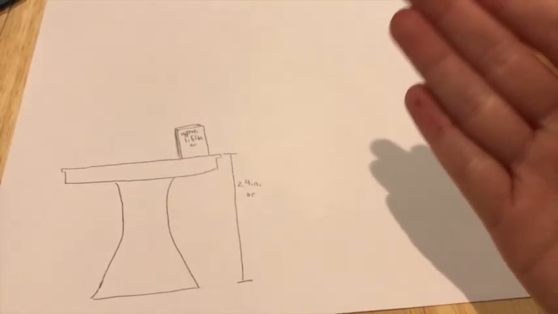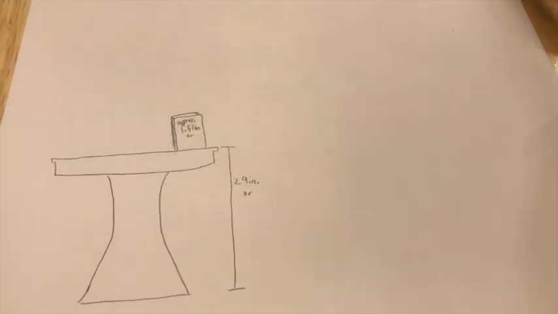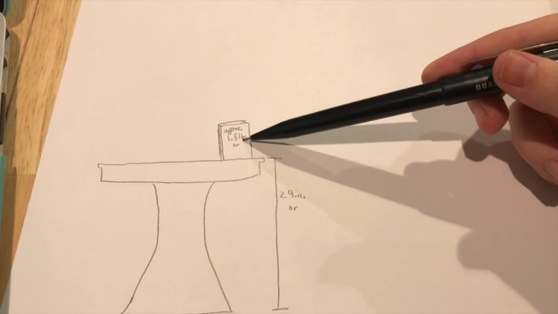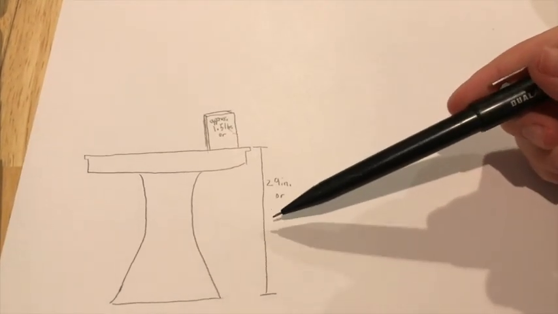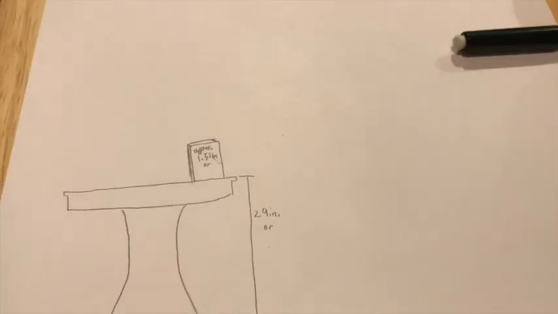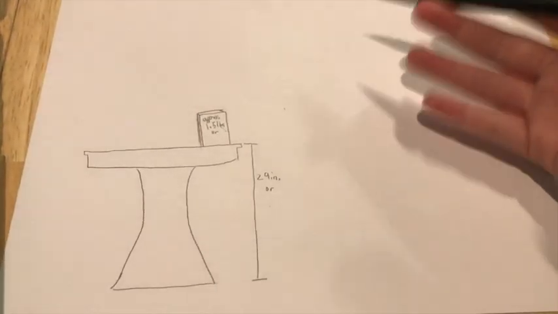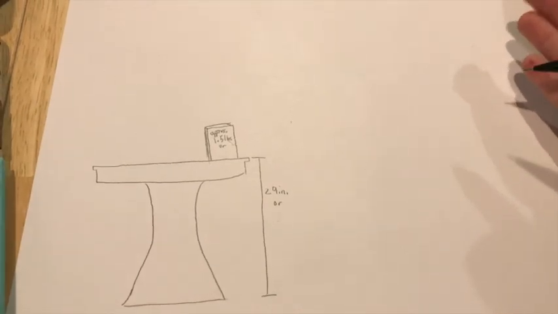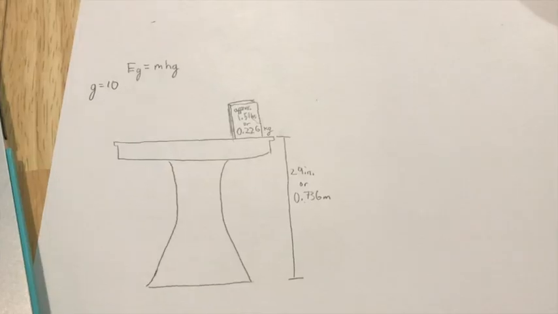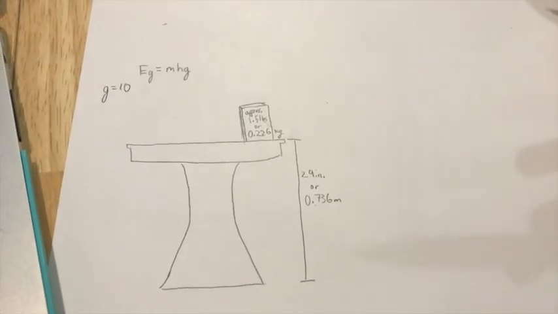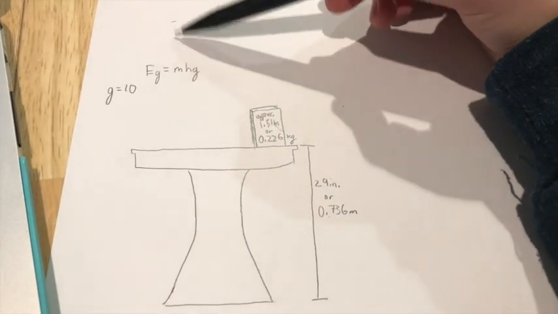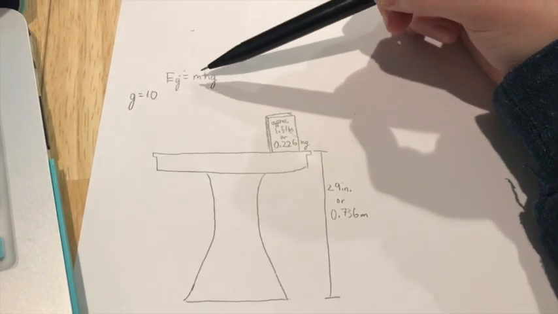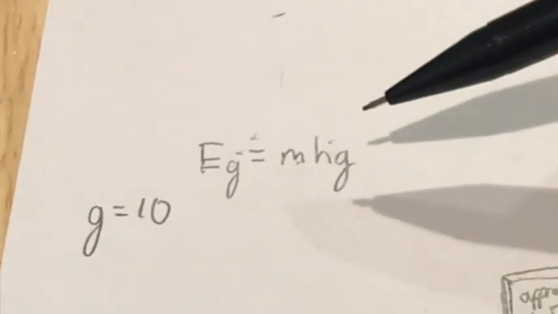Alright, so here's where the physics comes in. In order to know how much energy the book produced, we have to multiply its mass by the height at which it fell, so the height of the table, and we have to multiply it by the acceleration of Earth's gravity, which is 9.8, but for the sake of simplifying, we're going to say it's 10. So when we're multiplying to get the potential gravitational energy, we multiply the mass times the height times the gravity.